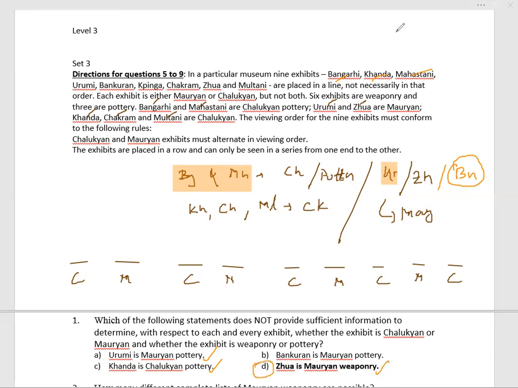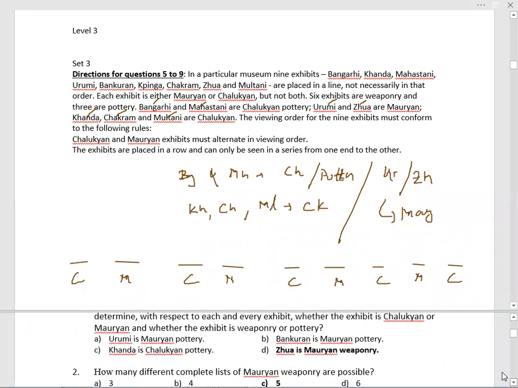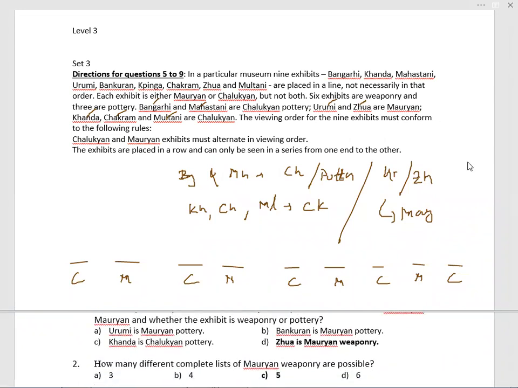Okay. Next. Although I can actually write BN here, because BN is this Mauryan, that is for sure. Which is a third pottery we don't know. As soon as we get the third pottery, we can immediately conclude about the weaponry.